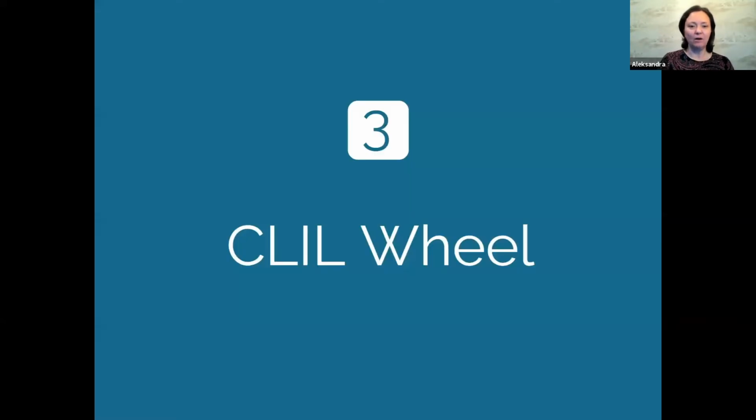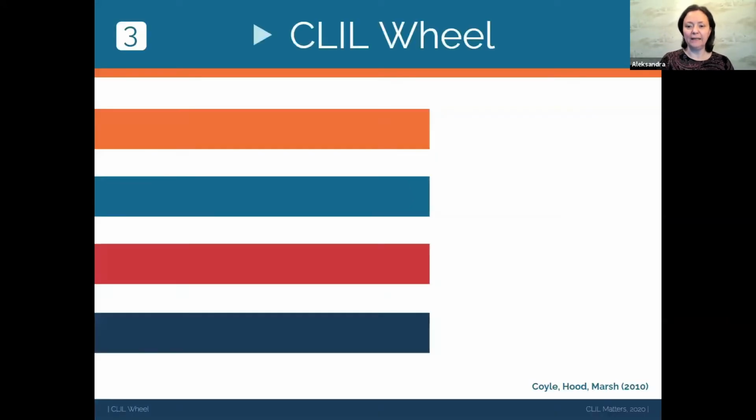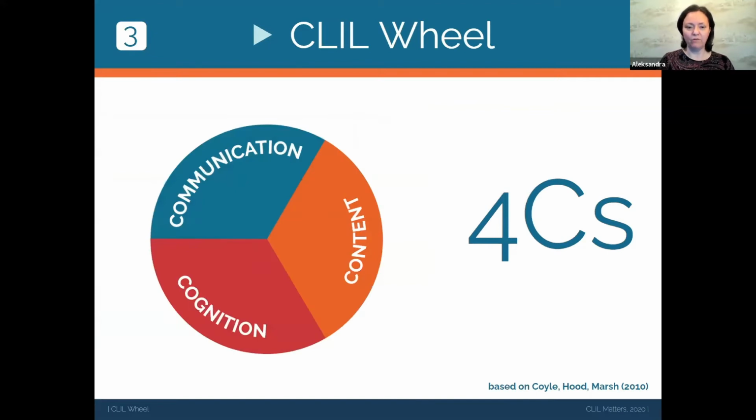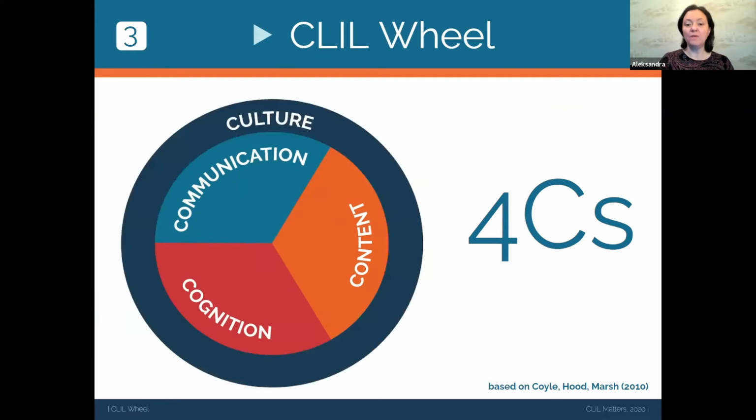So now I would like us to move to something that I call the CLIL wheel, which is an original proposal of combining the so-called 4 C's of CLIL, traditionally understood as content, communication, cognition, and culture. And I would like to offer this approach to those 4 C's, having communication, content, and cognition put together in the form of a wheel with the culture all around.